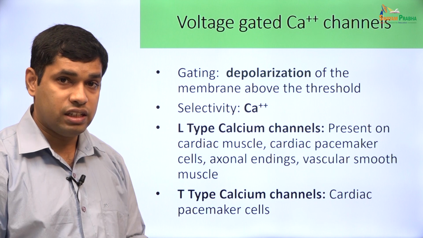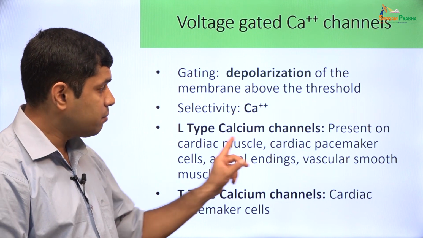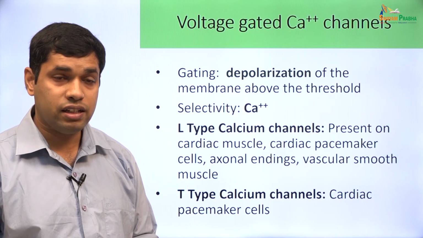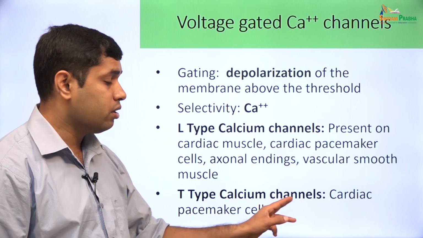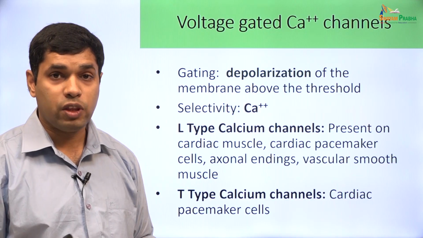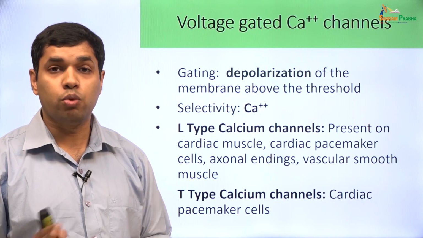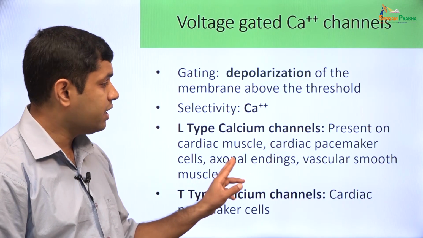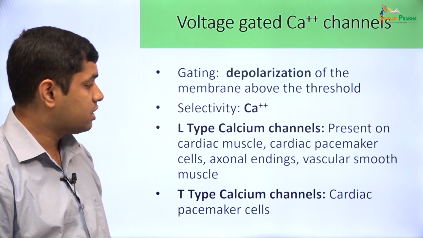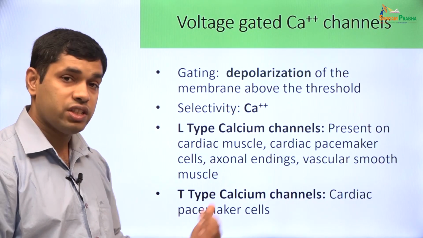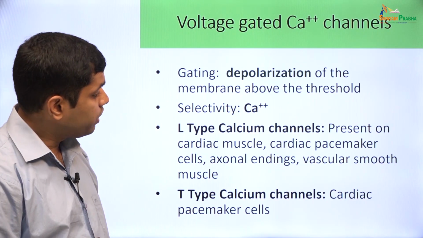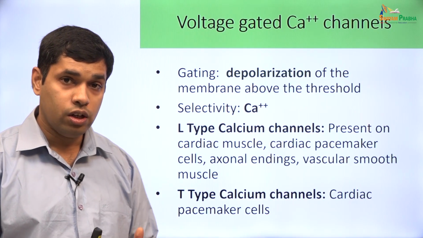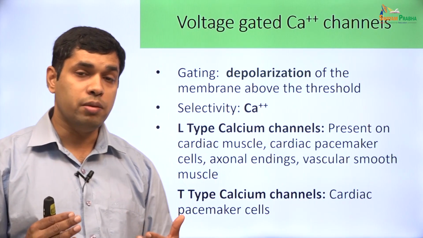There are two types that are described. One is the L-type calcium channel, L for a long-lasting or a longer effect that it has, and the T-type calcium channel, which is a transient channel, or its effect is only transient, its opening is transient. So this L-type calcium channel is present on the cardiac muscle cells, the pacemaker cells, it's present in the axonal nerve endings, and also present in vascular smooth muscle. Whereas the T-type calcium channel is primarily seen in the cardiac pacemaker cells.